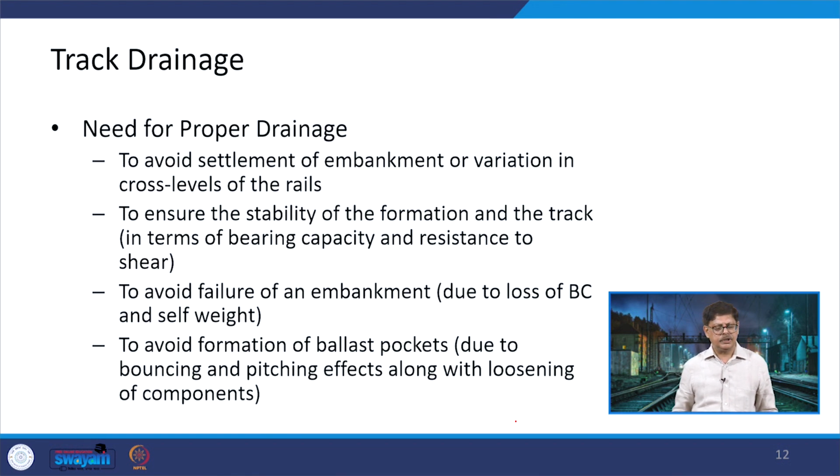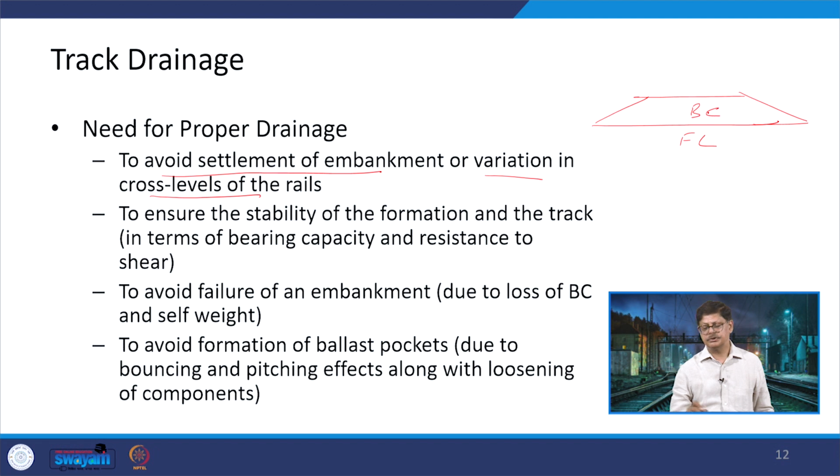Now, let us talk about the track drainage. Why is the track drainage required? To avoid the settlements of the embankment or to avoid the possibility of the variation in the cross levels of the rails. So, we have the section. A ballast cushion is there, the formation level is there, this is the ballast cushion, and then at the top of the ballast cushion the sleepers are provided, and then at the top of the sleepers the rails are provided.